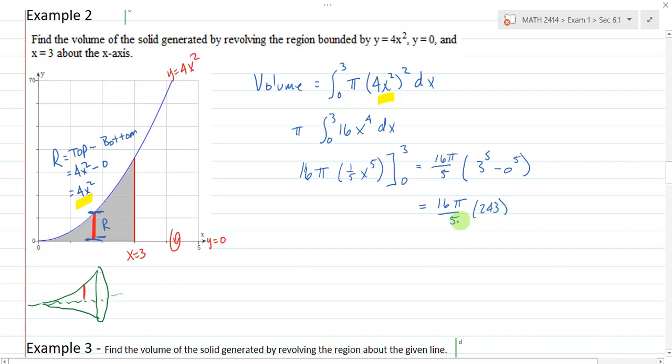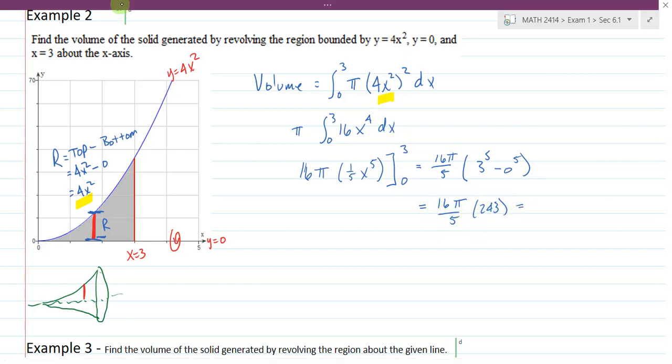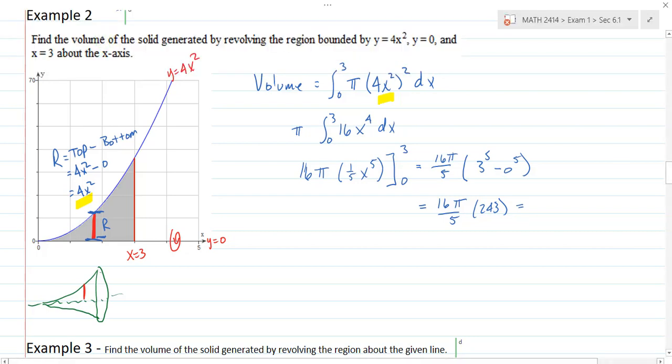243. Now, 5 won't go into either 16 or 243, so when you write your final answer, I want the exact answer, and that would be 3888 pi over 5. So that would be your final answer. I don't want a decimal approximation. I want the exact answer. This is the exact answer.